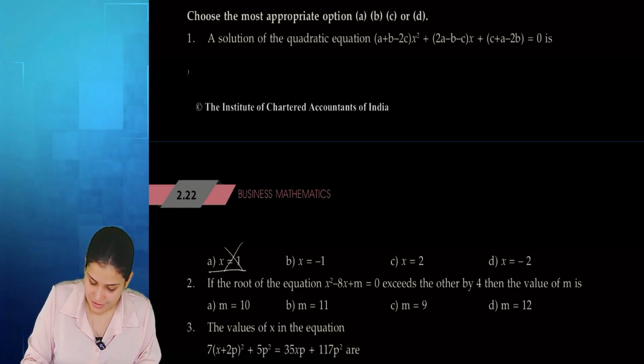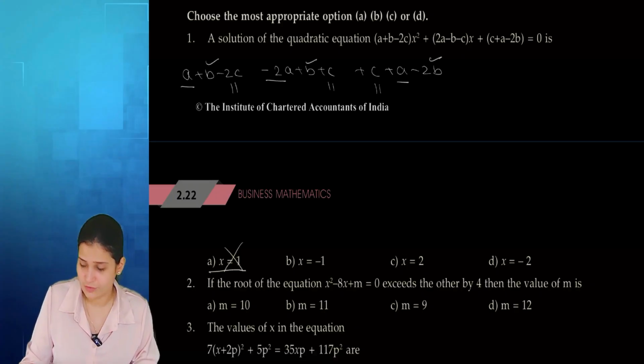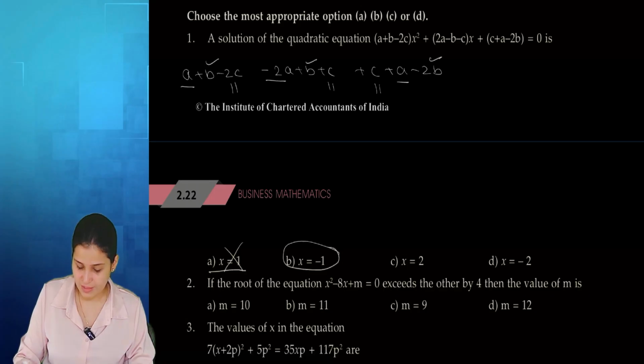Taking x equal to minus 1. So square, it will be plus 1. Their sign will get changed. This is c plus a minus 2b. So a minus 2a plus a is 0. B plus b minus 2b is 0. Minus 2c, c and c is 0. So yes, x equal to minus 1 is our solution.